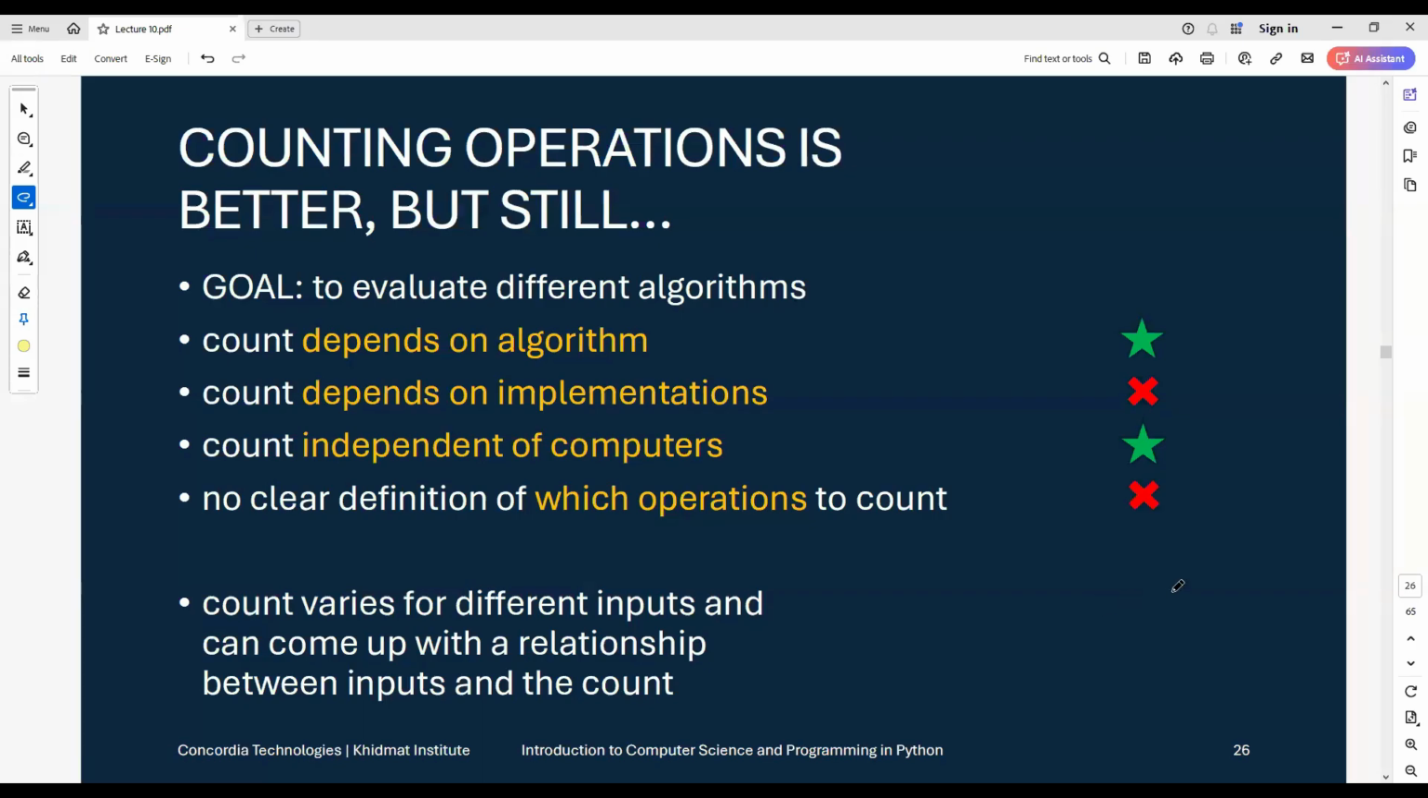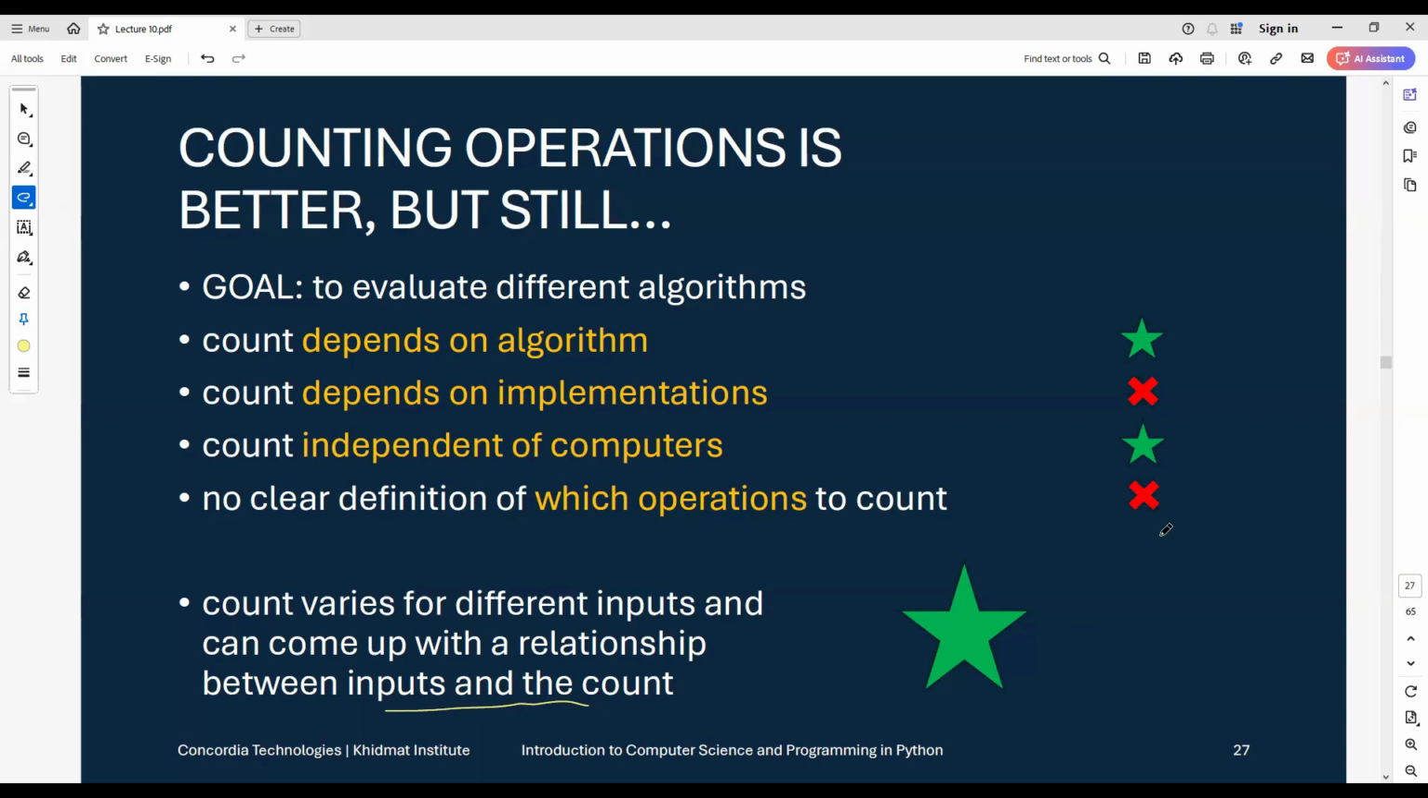But there is no clear definition of which operations to count, and different programming languages perform different operations in many different ways. So which operations to count, whether to count them as one or two operations, we don't know. There is no clear definition of that. So in a way, count varies for different inputs. Yeah, we can come up with a relationship between input and the count, which we did in terms of that equation. So that way we are covered.